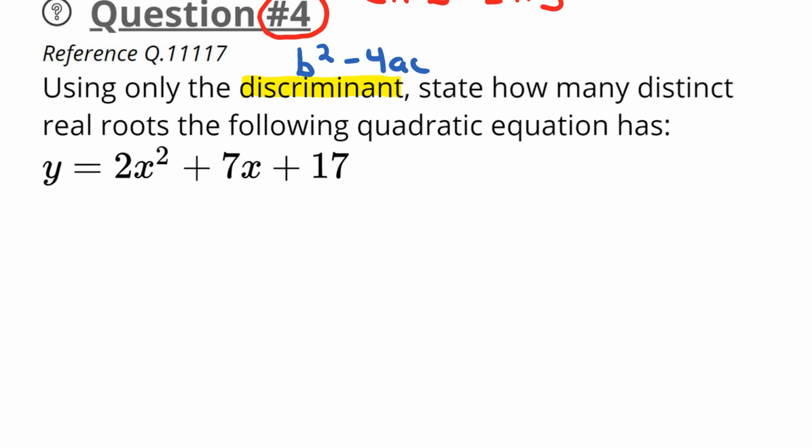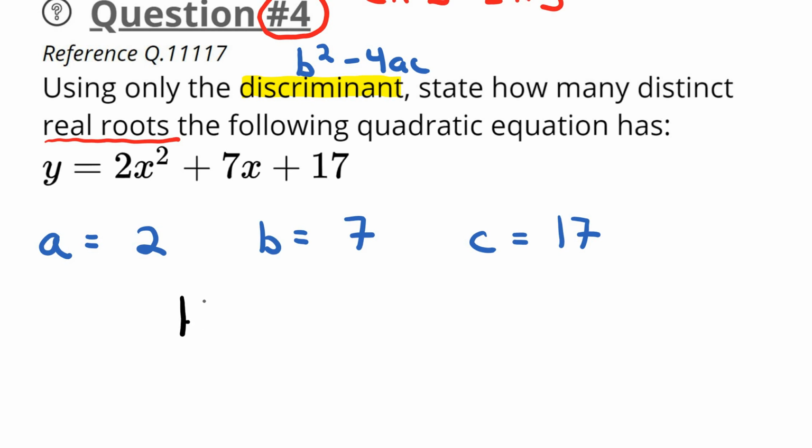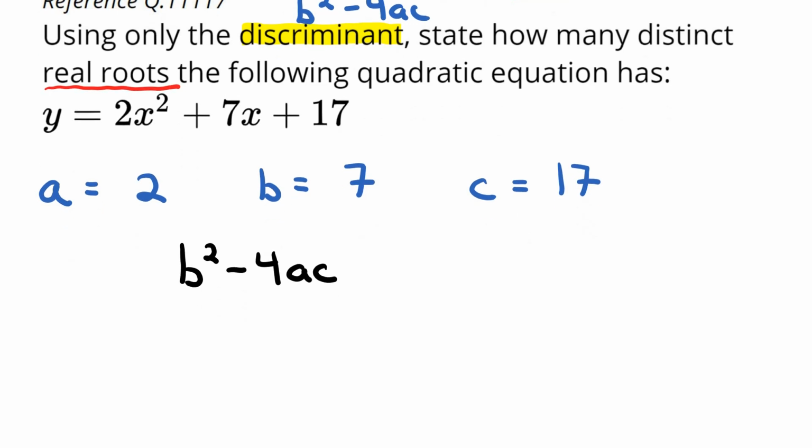Okay, so let's go ahead and find the values of a, b, and c. The value of a here is 2, the value of b here is 7, and the value of c is equal to 17. So basically, we just want to use the discriminant to understand how many real roots are in the following quadratic equation. We can probably put this into Desmos and look at how many x-intercepts we have, or there's another way, the discriminant, which is b squared minus 4ac, and this is another way to tell how many x-intercepts or real roots we have.